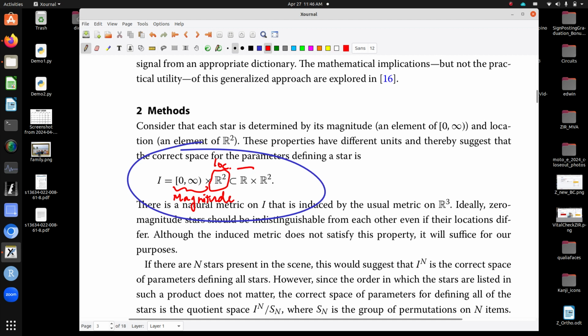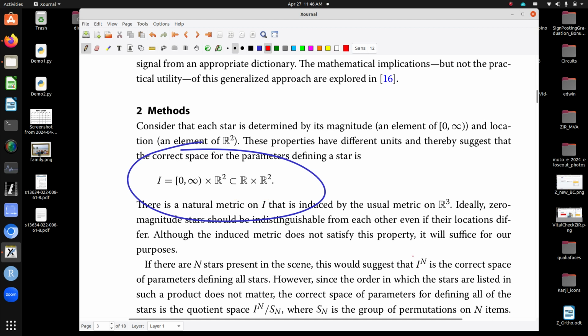And so we can use this equivalently to represent this. You can think of it both ways. It doesn't really matter because we're not going to have negative magnitudes anyway. But we can use this R cross R squared space to represent that. Again, it's just your magnitude, and then location is 2 dimensions. So that's what that means.